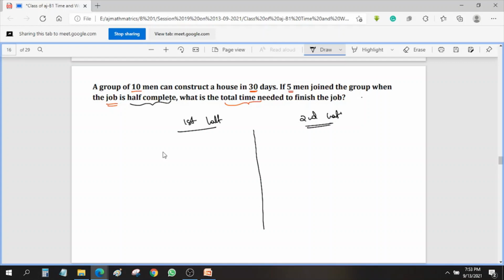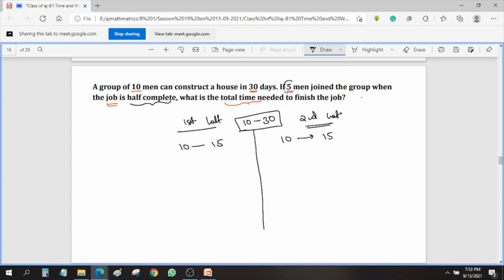Now if nothing had happened, what would happen? If nothing had happened, 10 men can do the work in 30 days. Nothing happened for the first half, so to complete the first half of the work, how many days will it take? 15 days it will take. Again, similarly, if nothing happened, it would again take 15 days.